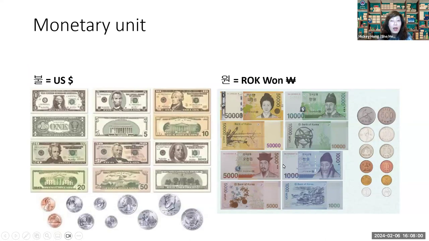So when you have quantity of things, some things are expressed with native numbers and some with Sino-Korean numbers. Things that typically easily go over 100, you use Sino-Korean numbers. We say US dollar is either 불 or 달러, okay? And then Korean monetary unit is won. We use Sino-Korean for both because they can easily go over a unit of 100 or more.